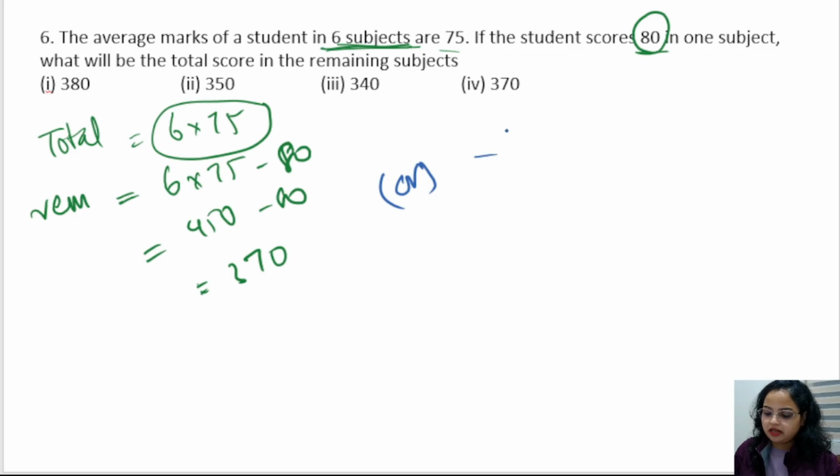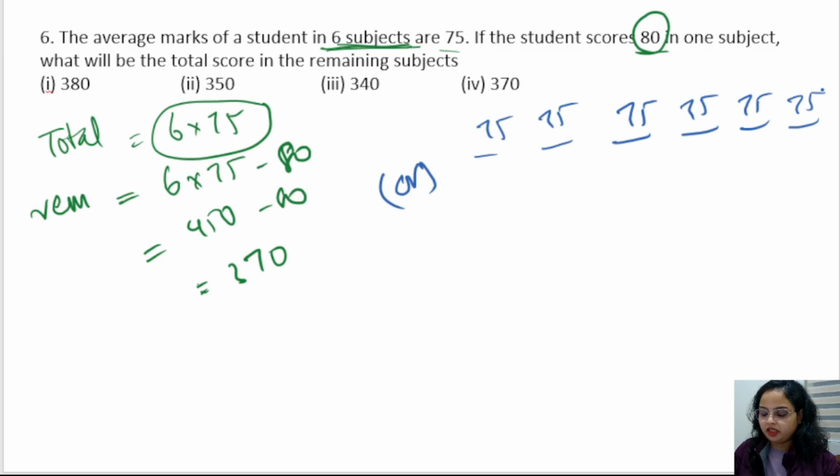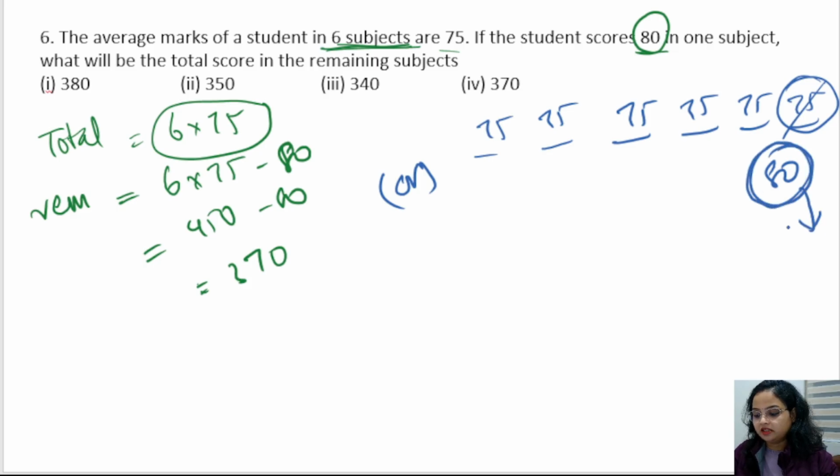So here the average marks are 75. Okay, there are 6 subjects. Average marks are 75. So here this one subject, it got 80 marks. Okay, 80 marks, and this subject has been removed, and this subject's marks are 5 marks more than the average. So when the subject is removed, it has taken the 5 marks.